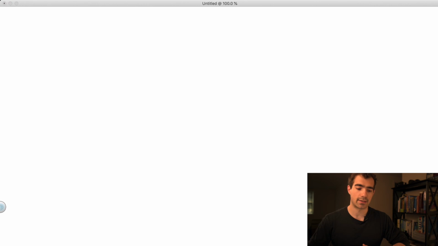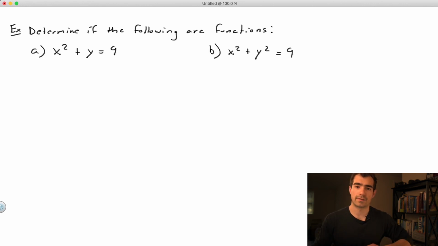And so let's look at two examples here. On the left-hand side, we've got x² + y = 9, right? This is not defined explicitly because we don't have y, the output, all by itself. And then we've got x² + y² = 9 on the right. Again, y is not by itself, so these are implicit equations.